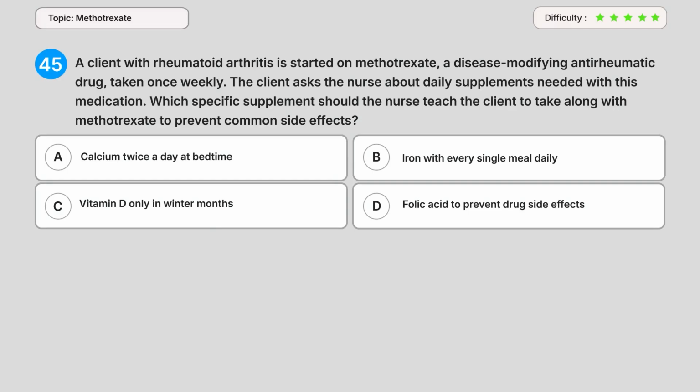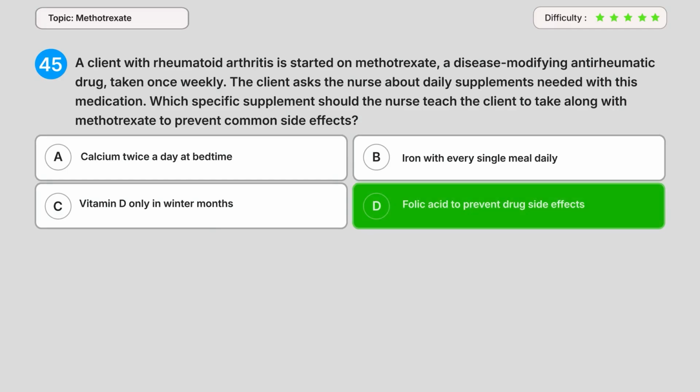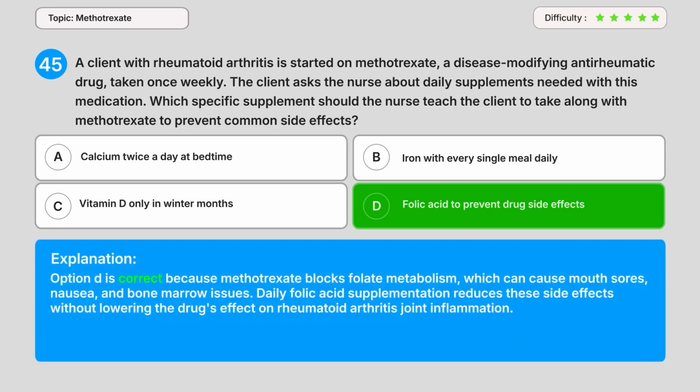Correct answer, D. Folic acid to prevent drug side effects. Explanation. Option D is correct because methotrexate blocks folate metabolism, which can cause mouth sores, nausea, and bone marrow issues. Daily folic acid supplementation reduces these side effects without lowering the drug's effect on rheumatoid arthritis joint inflammation.